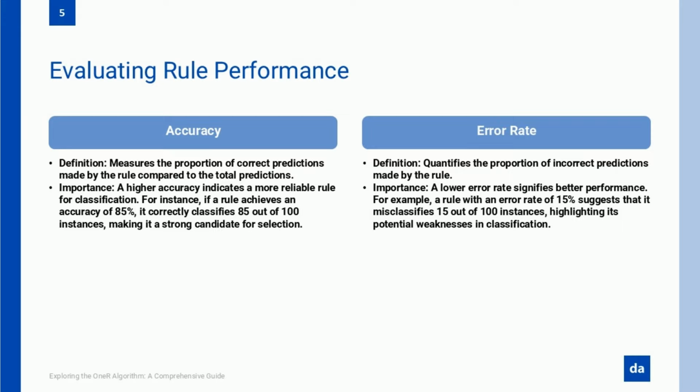What makes this step so critical is that it isn't just about numbers, it's about interpretation. Accuracy and error rates aren't abstract percentages. They're a reflection of how well your rule captures the reality of the data. A high accuracy tells you that your rule aligns well with the patterns in the dataset. A high error rate, on the other hand, might indicate noise in the data or an oversimplification in your rule.